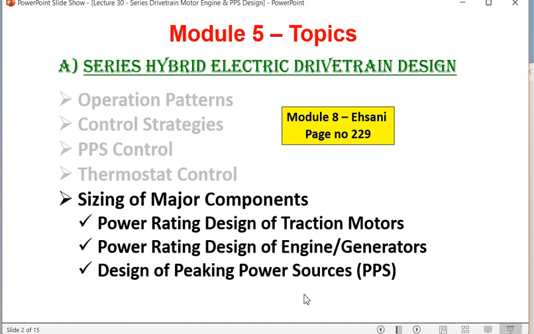For design of the peaking power source, only the formula is needed: P_PPS is equal to the overall energy requirement divided by the overall drivetrain efficiency, minus the engine power. This much is sufficient for peaking power source design. So this finishes the series hybrid electric drivetrain design for hybrid and electric vehicles. In module 8 of Ehsani, starting from page number 229, all these details can be found.